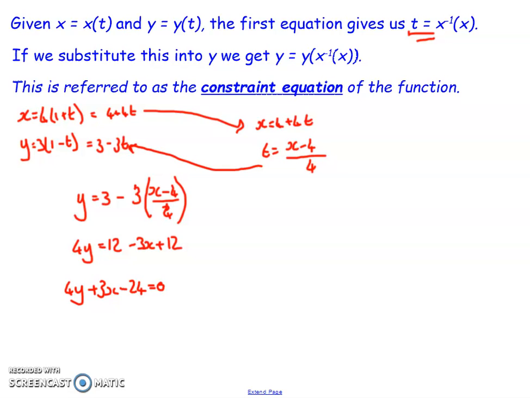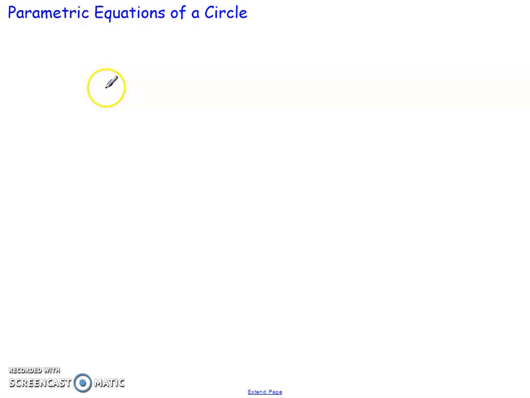Now there's a couple of different scenarios that are really useful to represent parametrically, but one of the big ones is thinking of a circle. So thinking of parametric equations of a circle. Now let's start by considering a specific example where we say x is equal to 4 plus r cos theta and y is equal to 3 plus r sine theta.